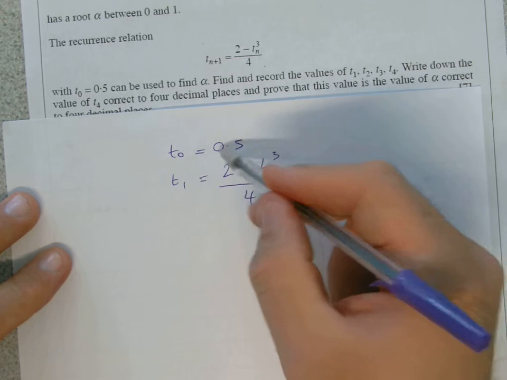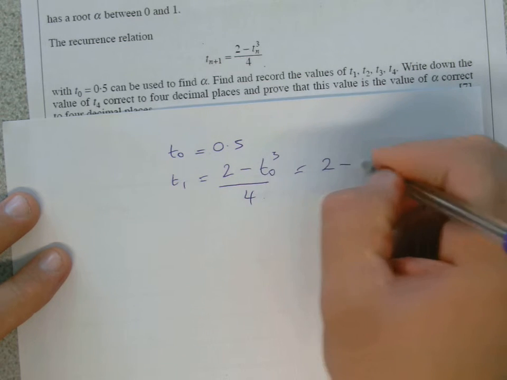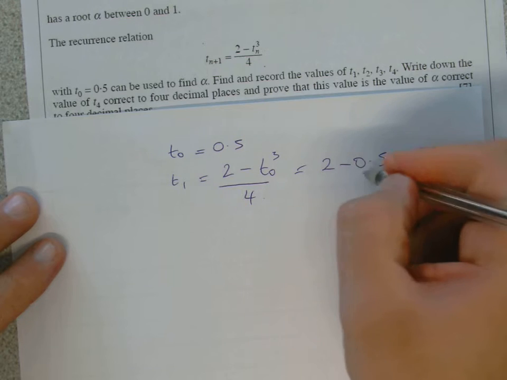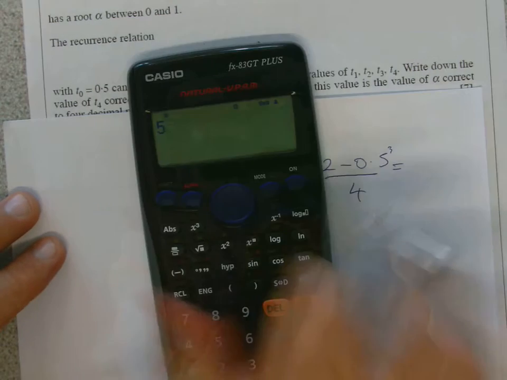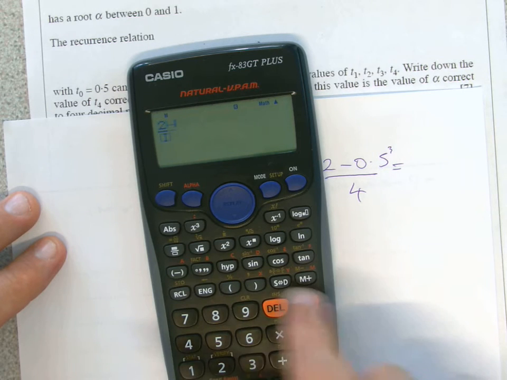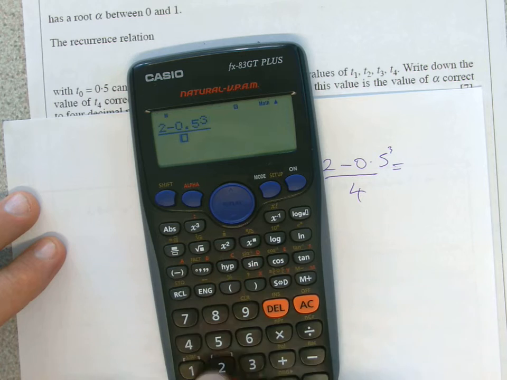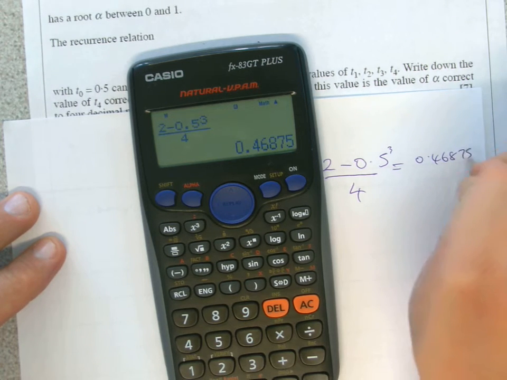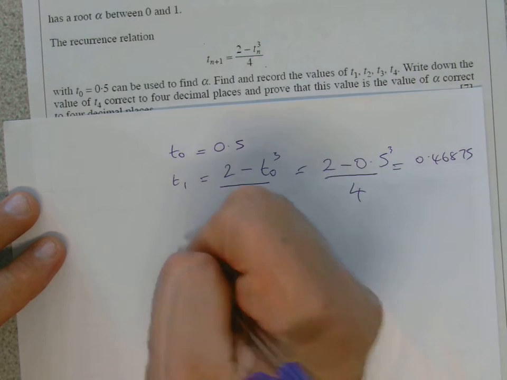What you're actually doing is using the previous result. So you type in 2, take away the previous result, the t0, which they give you. You put that in there, and it will give you an answer. So I could work that out: 2 take away 0.5 cubed over 4, and it gives me 0.46875. That's your t1. Now they want t2, t3, and so on.